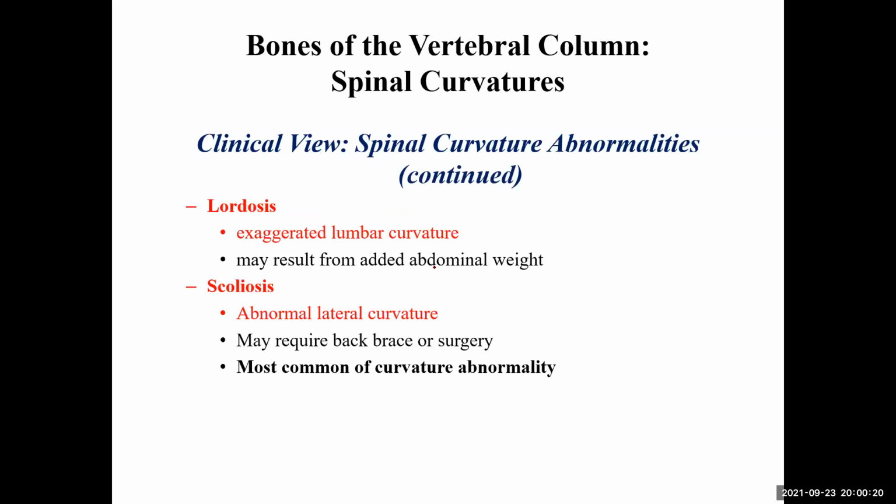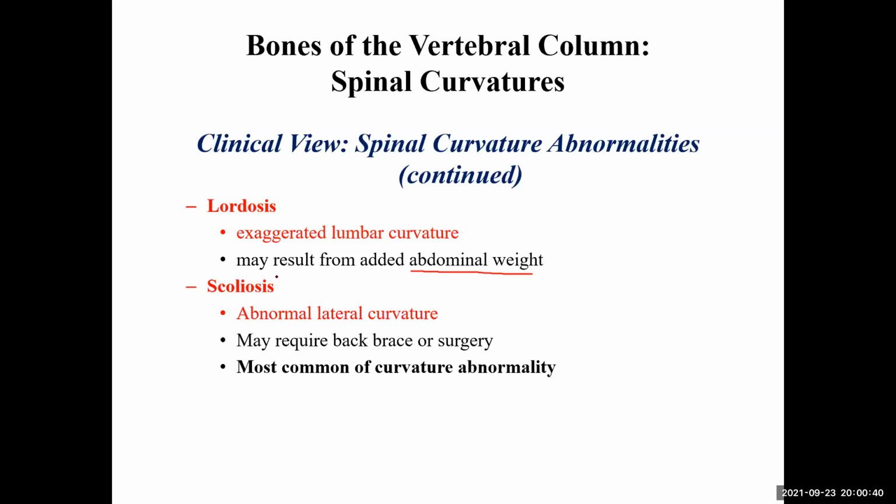All right, a lordosis is an exaggerated lumbar curvature. More often you'll see it in men because we like to put our weight around our belly. And so because as we add more and more weight around the belly, you will start to try to compensate and start doing back bends, and you'll start to see an increased curvature in the lumbar spine.